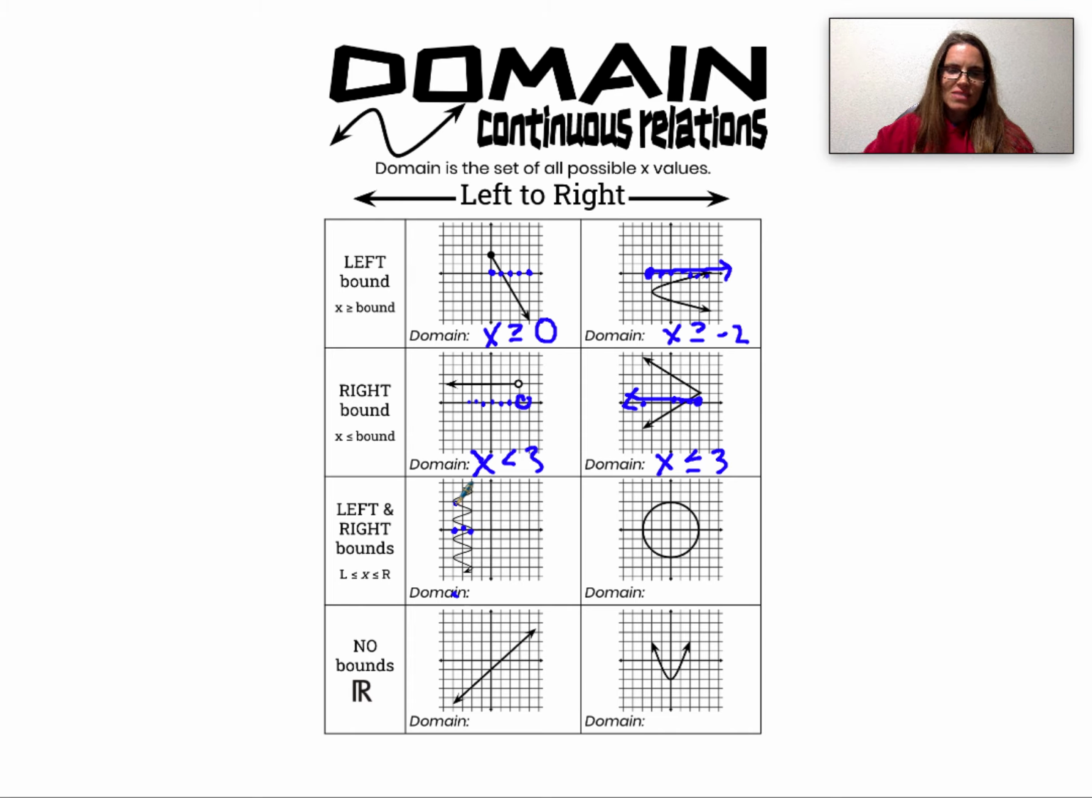So x equals negative 2, x equals negative 2. I mean negative 4, negative 4, negative 4. Here x equals negative 2, negative 2, negative 2.